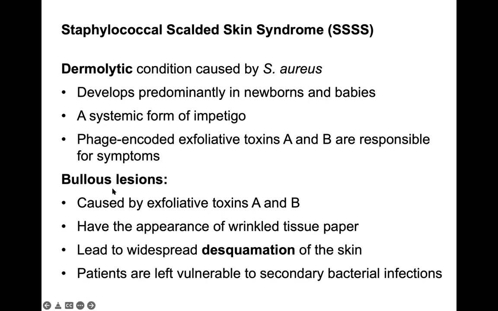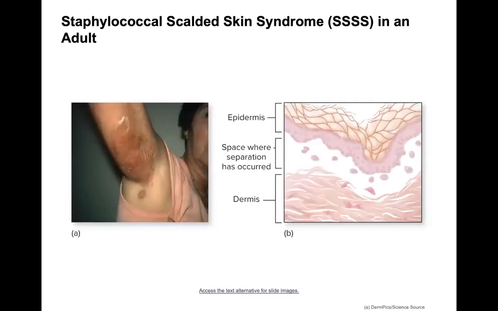The bullous lesions are caused by exfoliative toxins A and B. They have the appearance of wrinkled tissue paper, and this leads to widespread desquamination of the skin, okay? Essentially breaking down the layers of the skin. Patients are left vulnerable to secondary bacterial infections as a result of staphylococcal scalded skin syndrome. And you can sort of see that here, the infection.